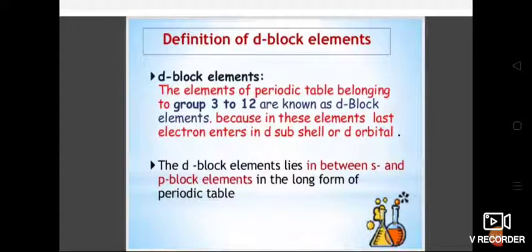Next one, D block elements. So what are D block elements? The transition elements are D block elements. The properties of D block elements are: they are all metals with high melting and boiling points. The compounds of these elements are generally paramagnetic in nature. They mostly form colored ions and exhibit variable valency. They are often used as catalysts.